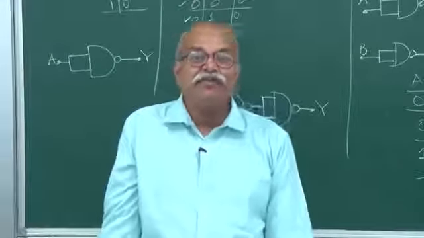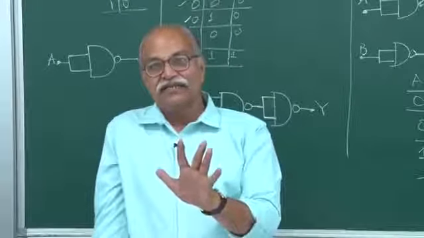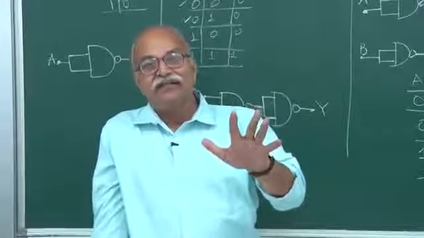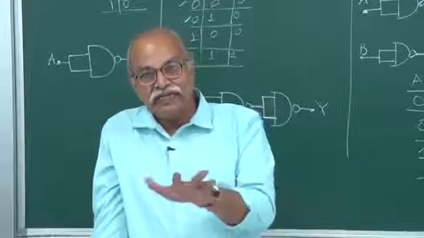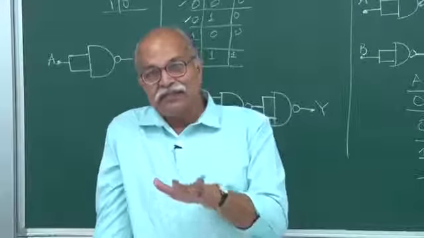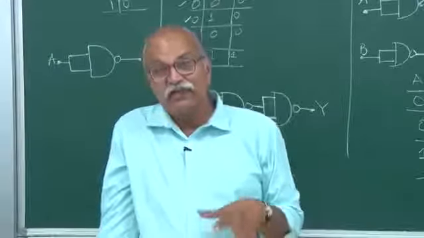And same is the story with NOR. This is your exercise. This is your exercise to show how to make AND gate using only NOR gates, NOT gate using only NOR gates, and OR gate using only NOR gates.